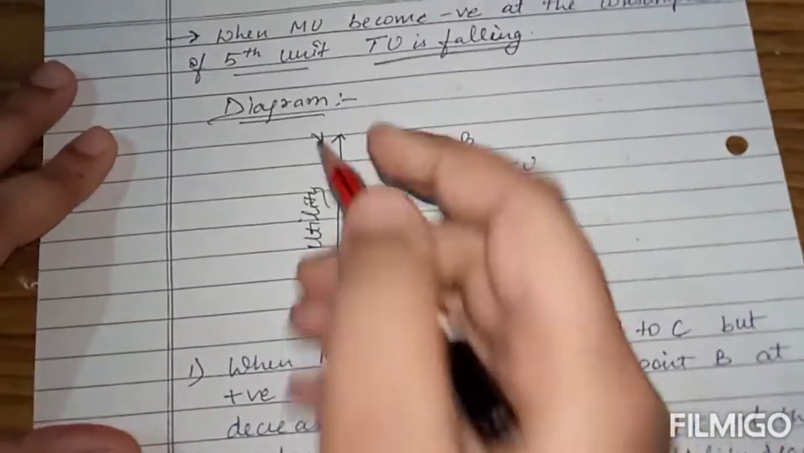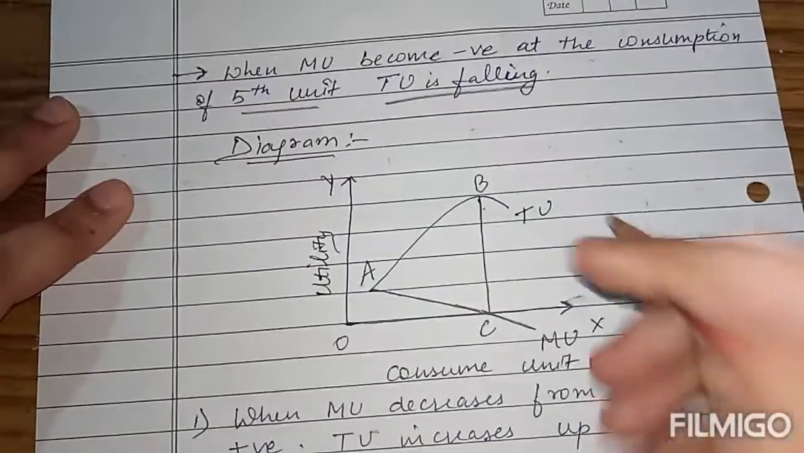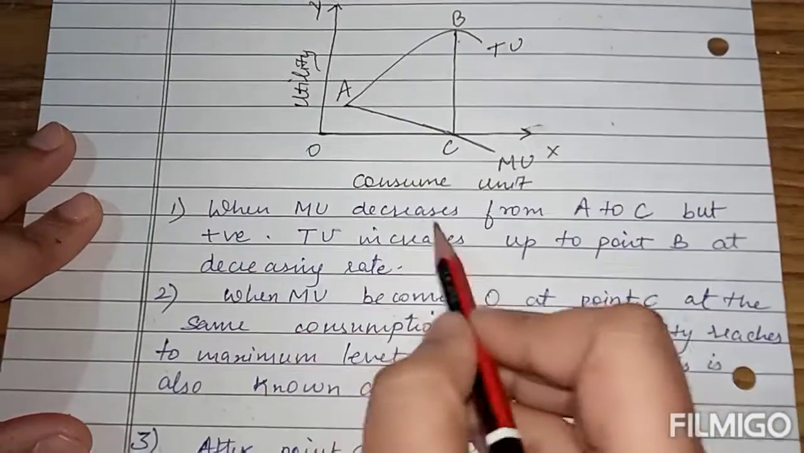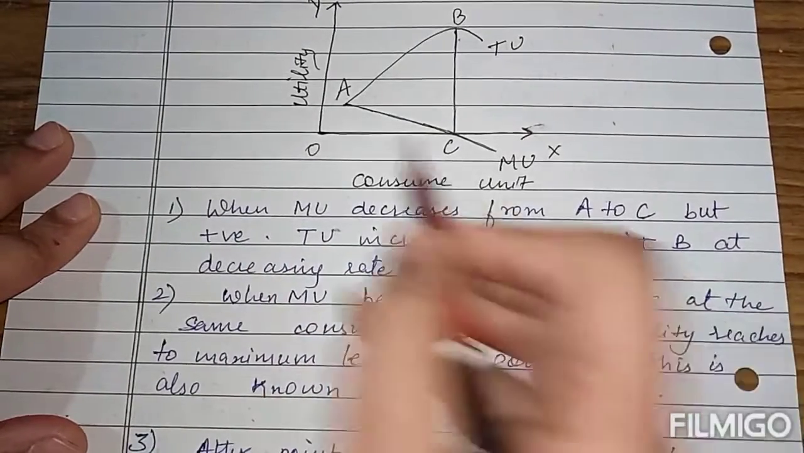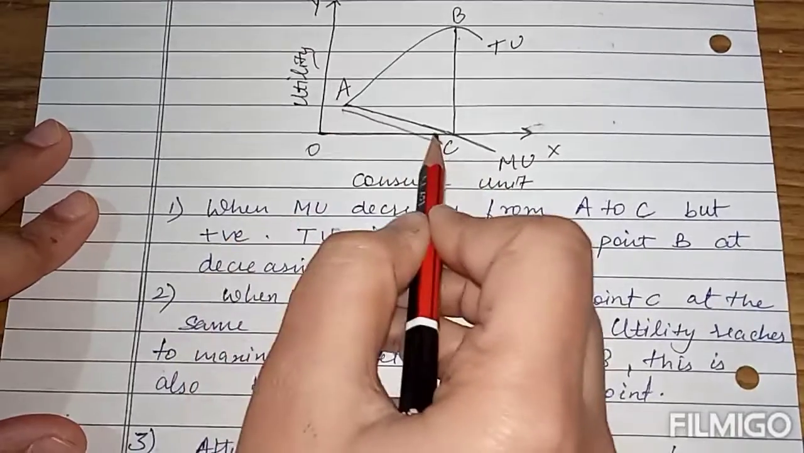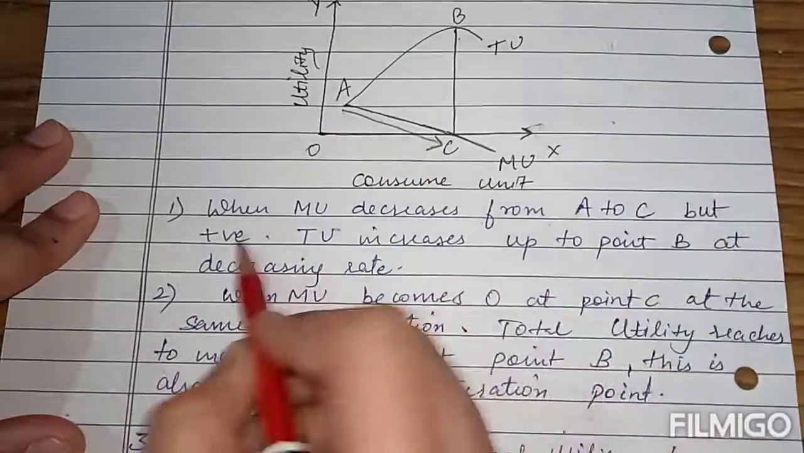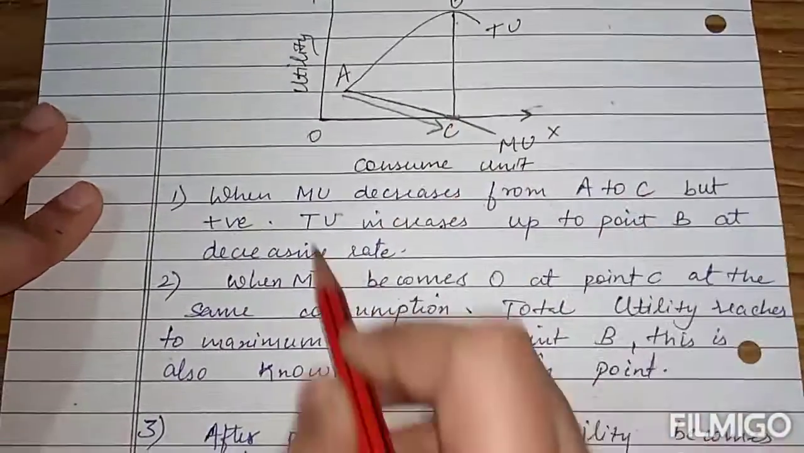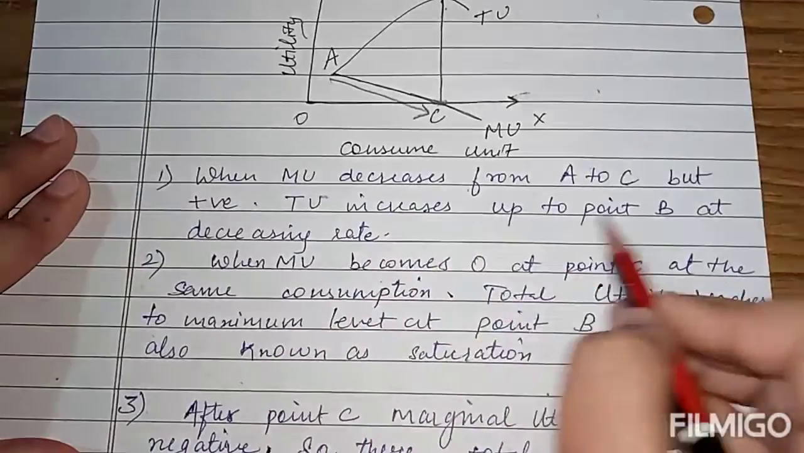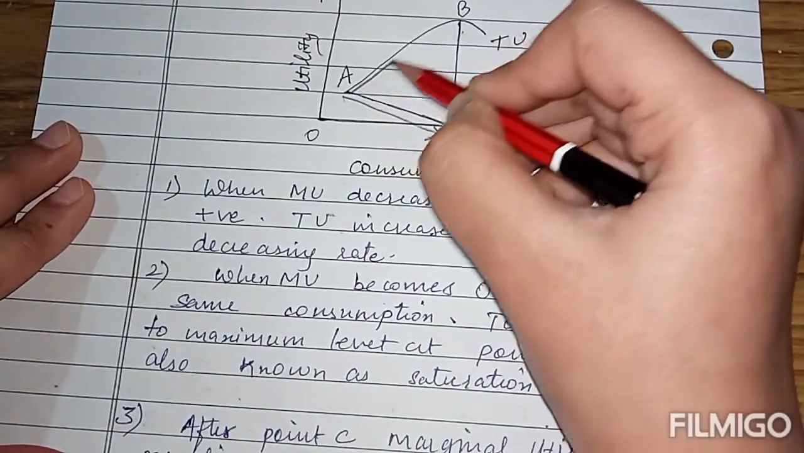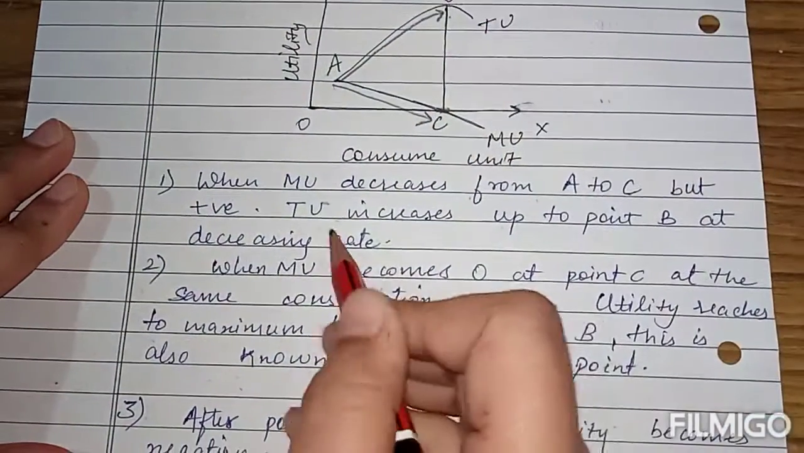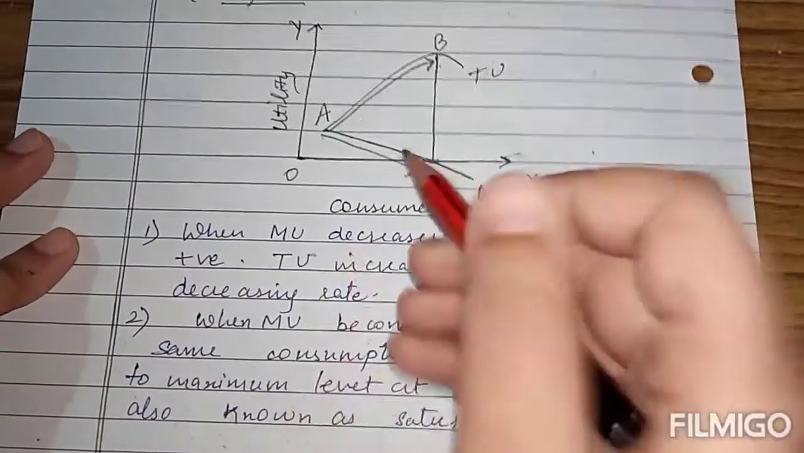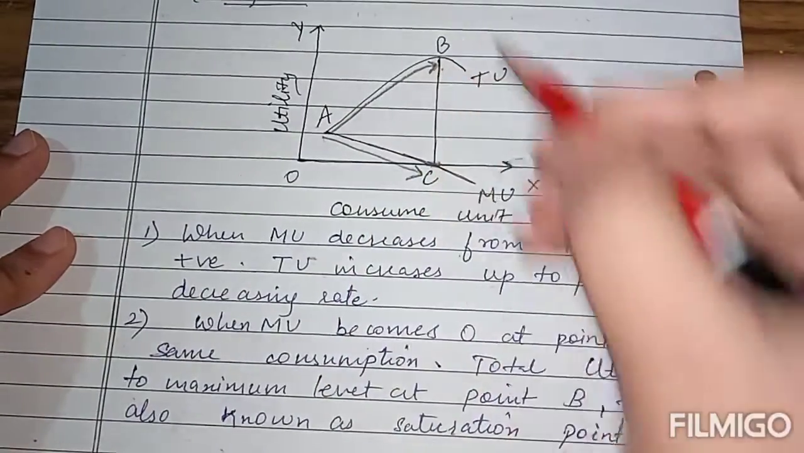Now, we will understand the relation between total utility and marginal utility with the help of a diagram. When marginal utility is decreasing from A to C but positive, it is positive up to point C. Total utility increases up to point B. Total utility is increasing up to point B at a decreasing rate. See, it is increasing at a decreasing rate.